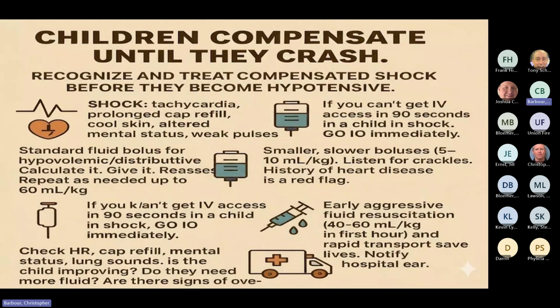So some things to take with you. Kind of hit these points over and over again, but this is what you should probably think about. If you ever have a child who's in a shock state, what we're looking for, go to that IO early with these kids because it's going to help you in the long run. Cardiac kids, lower bolus. And then don't be afraid of fluid resuscitation. If that kid needs the fluid, give them the fluid.